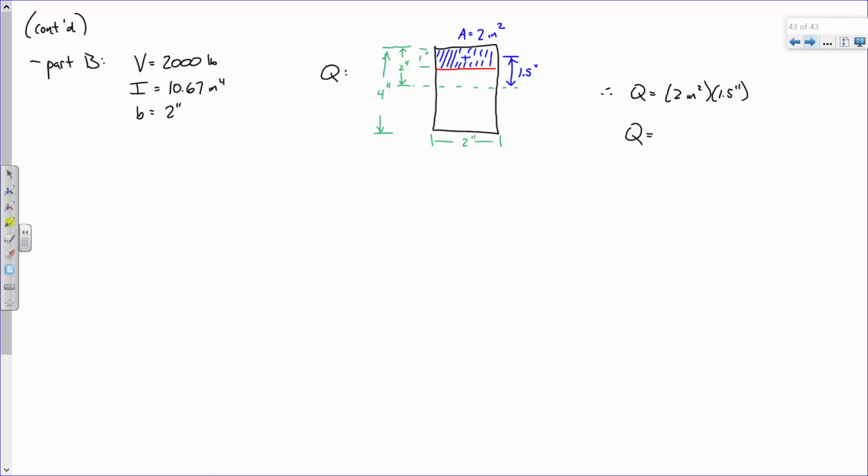all right. So there you go. Tau equals VQ over IB. Oh, exactly right. Well, what do we get here?